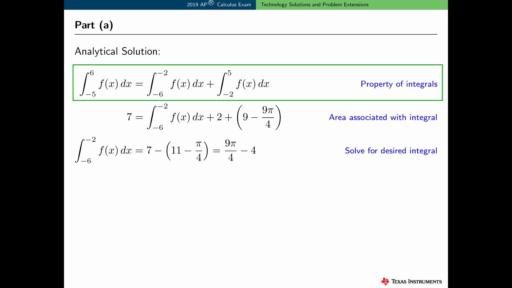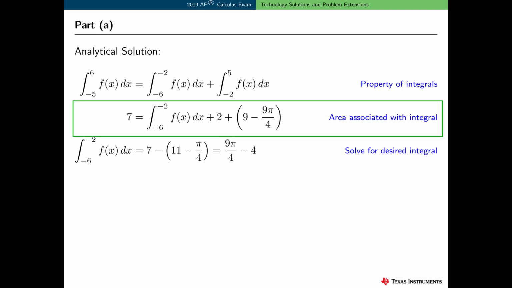Now remember, using this property we can actually split this integral into two pieces using any value of c. But the property is easier to visualize on a graph if c is between -6 and 5 in this case. We're given in the problem that the definite integral from -6 to 5 of f of x dx is equal to 7. And we can find the definite integral from -2 to 5 of f of x dx by associating the definite integral with area.